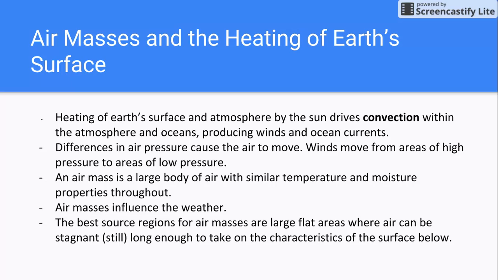Ocean currents are driven by prevailing winds, or those surface winds. The differences in air pressure cause the air to actually move. Winds move from areas of high pressure to areas of low pressure. An air mass is a large body of air with similar temperature and moisture properties throughout, and air masses influence our weather. The best source regions for air masses are large flat areas where air can be stagnant long enough to take on the characteristics of the surface below. So I'm going to explain what this actually means.